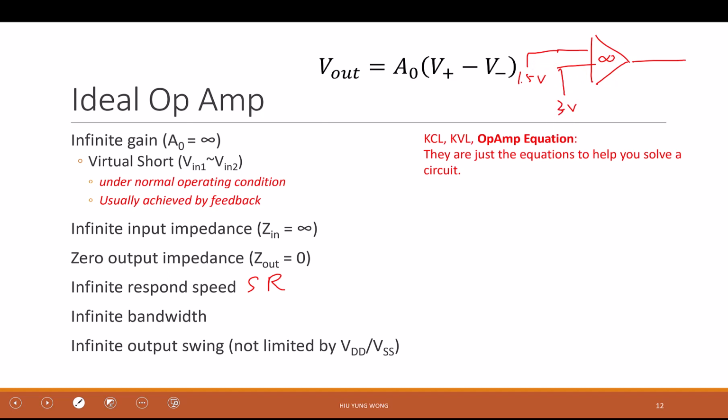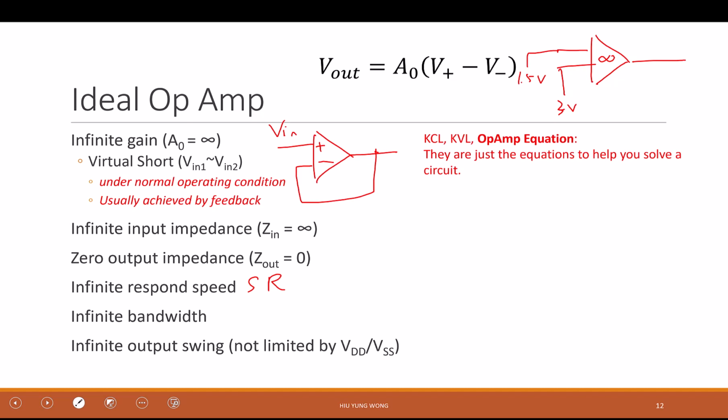The reason I can say this is because if I have a correct negative feedback, for example, this is my V in, and then I do something, whatever. This is a simple one. I have this feedback. Then it will force this one to be the same when the gain is infinity. This is the only case you can say I have a virtual short. They are not short to each other, but they have the same potential. That's called virtual short, right?